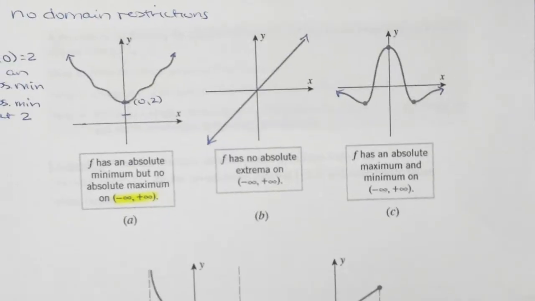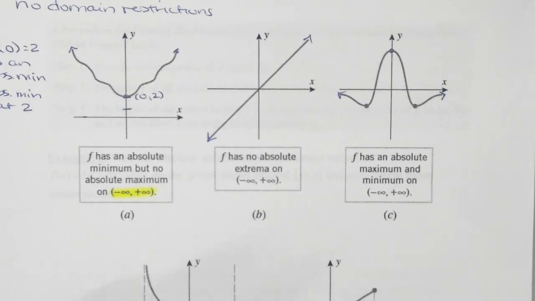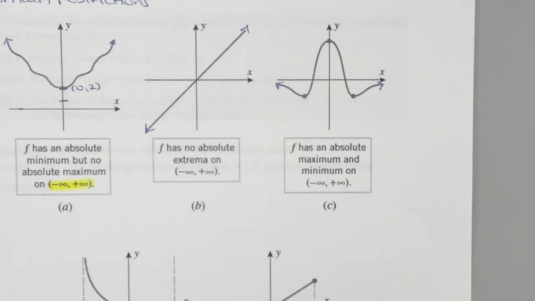So that's really, really important. So in the case of this linear function here, you can see that there is no absolute extrema because, I mean, there's no lowest or highest value. The graph keeps going infinitely. In the case of the last graph, there is both an absolute max and an absolute min.